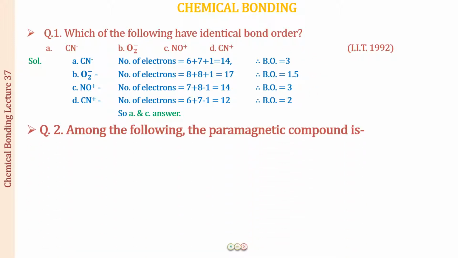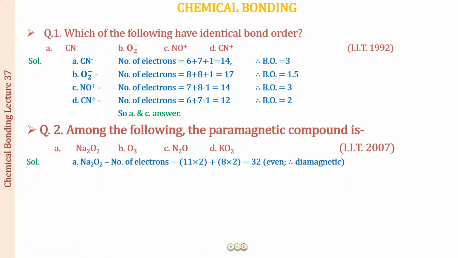The next question we have is: among the following, find the paramagnetic compound. Here we have Na2O2, O3, N2O and KO2. So what are we going to do? We are going to simply total the number of electrons and see whether the number is even or odd, with the exception of 10 and 16, where they are going to be paramagnetic. This question was asked for the IIT entrance exam in the year 2007.